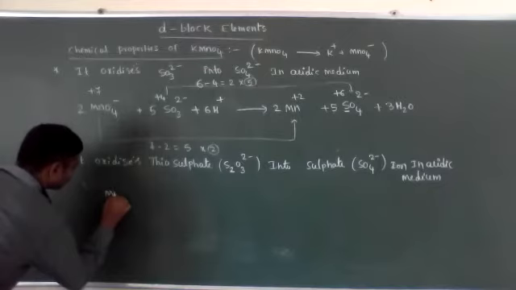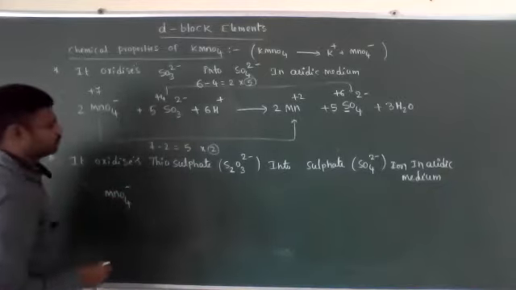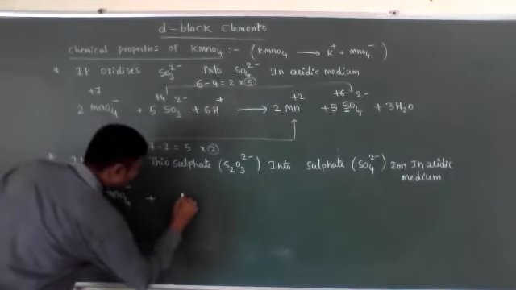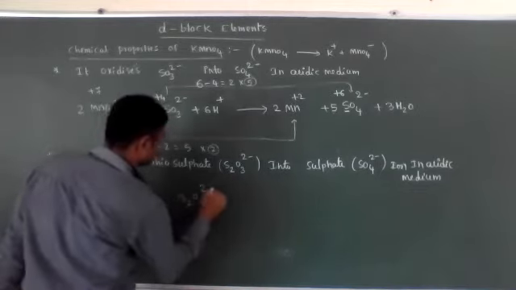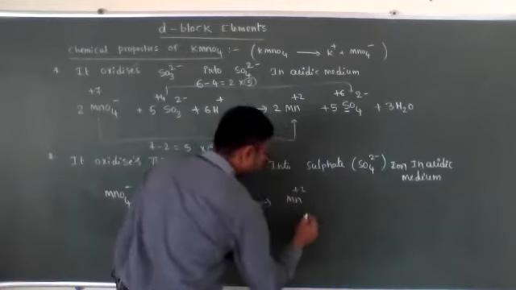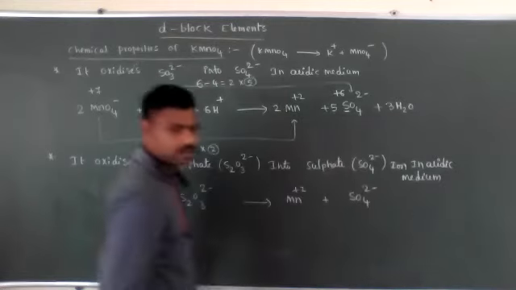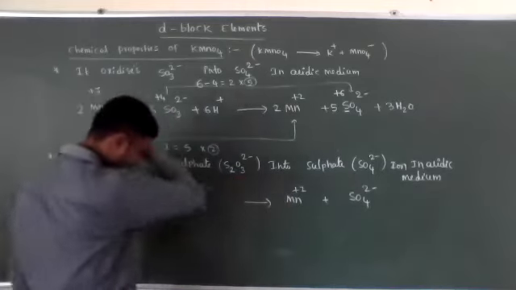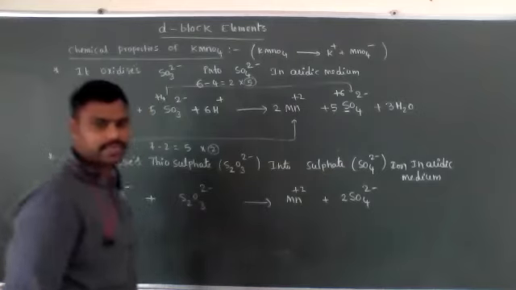MnO4 minus is called permanganate ion. It oxidizes thiosulfate ion S2O3 2 minus into Mn plus 2 plus SO4 2 minus. First we need to balance other atoms. Manganese 1 is present here, 1 is present. 2 sulfur atoms, that's why 2 moles of SO4 2 minus.